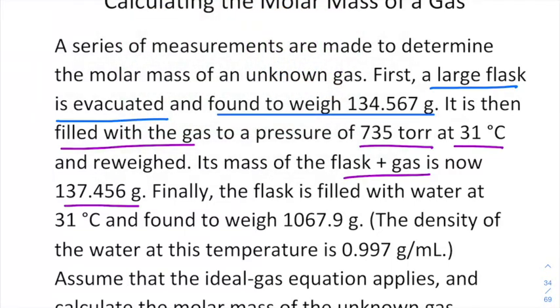And now the flask is going to be filled with water at the same temperature and now it has a new mass of 1,067.9 grams. And they mention here that the density of water at this temperature is 0.997 grams per milliliter. So very close to what we normally say, the 1 gram per milliliter, just giving us a few more sig figs. Then it says assume that the ideal gas equation applies, and we're going to calculate the molar mass of our unknown gas.